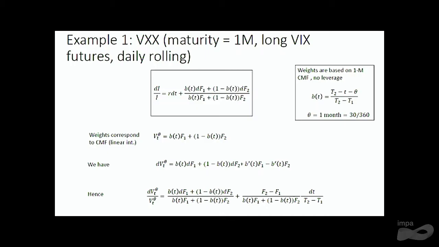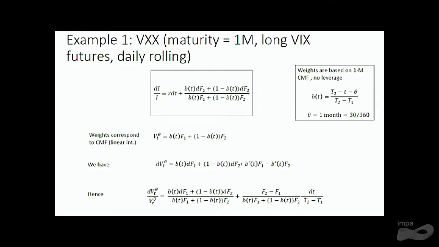So, very good. Now, let me make a few observations. This is, by the way, not the easiest way to derive this, but it's intuitive for a trader. The weights actually correspond to a CMF, exactly to a CMF. The way you calibrate these weights, there's no dividing here. It's dollar weighted. The weights that create the maturity, when you apply them to the price, create the constant maturity future by linear interpolation.